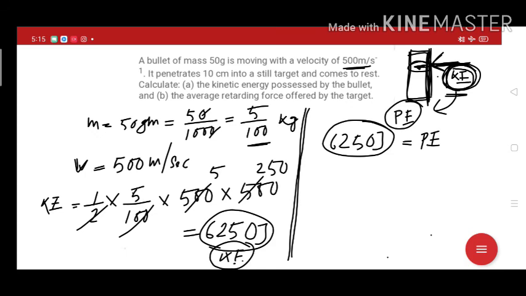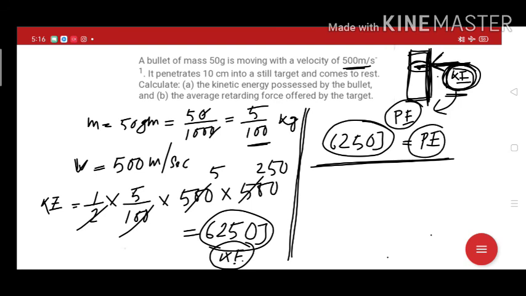So now they are asking what will be the retarding force. That means why the bullet stopped, because the target offered a retarding force. That force makes the bullet stop. So how do we find out the force? Here we are going to use a concept. What we know is that whatever is the change in the energy, that is the same as the work done.